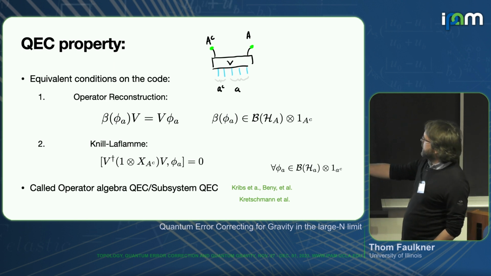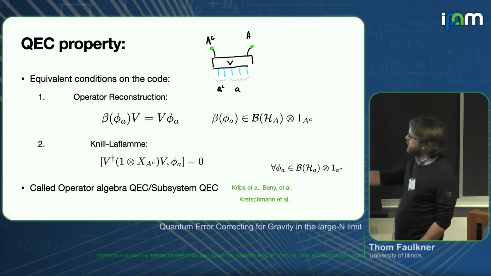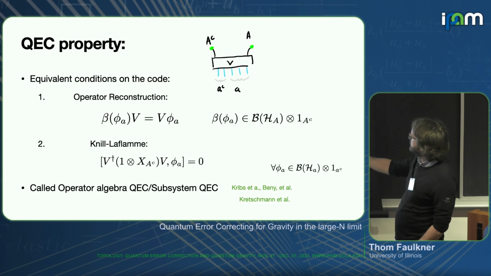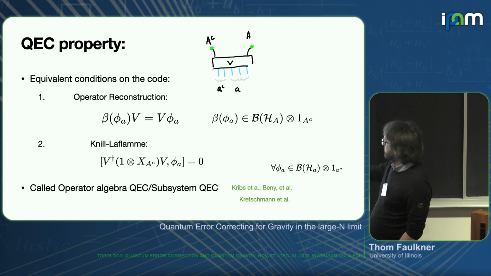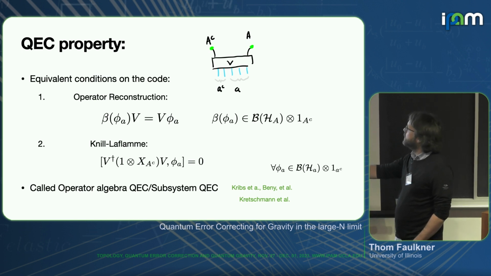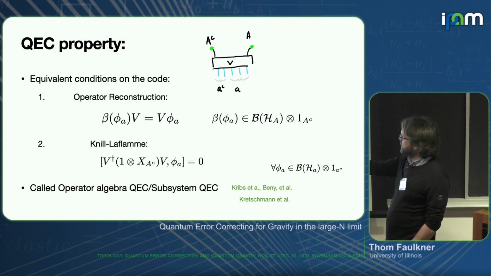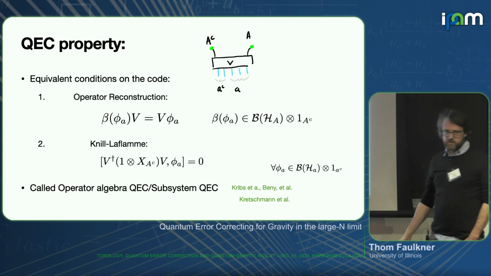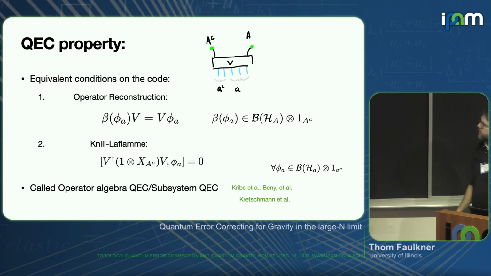It's the statement that if I have any operator that acts on this little a, then I can have a representation of that operator on this big A. This representation is beta of phi a, that acts, at least on the code subspace, like phi a. So V is defining the code subspace, so it acts like that.